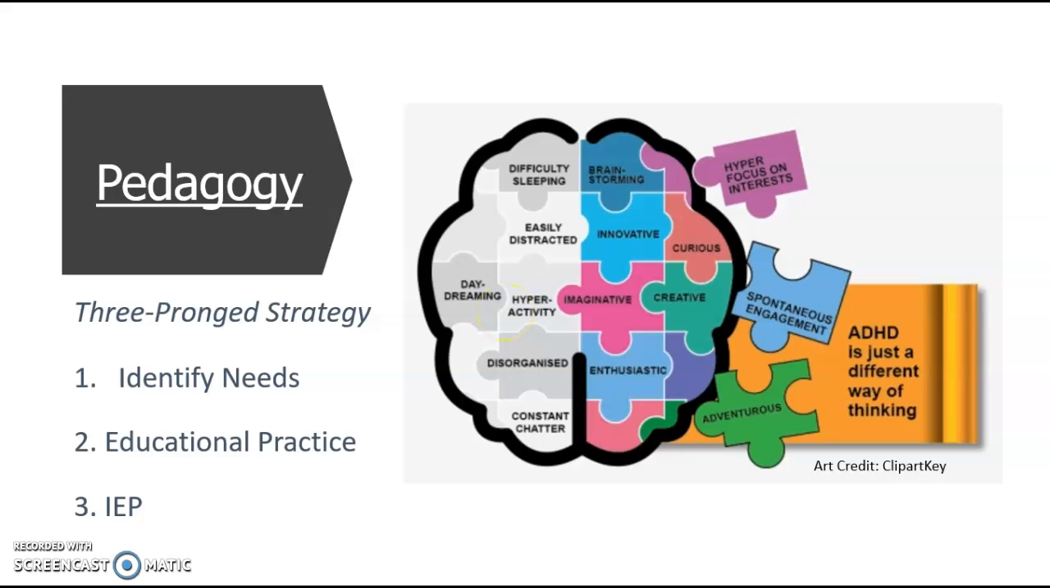The pedagogy of ADHD. According to the U.S. Department of Education, teachers can educate students with ADHD using a three-pronged strategy. Number one, identify the unique needs of the students. Work with their strengths. Number two, select educational practices such as behavioral interventions and accommodations. Decide how you are going to teach to the class and to each student. And number three, develop an IEP, or individualized education program.